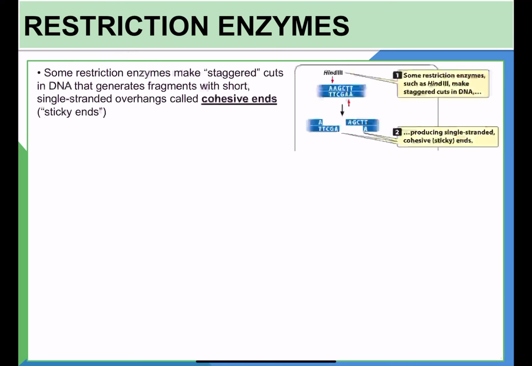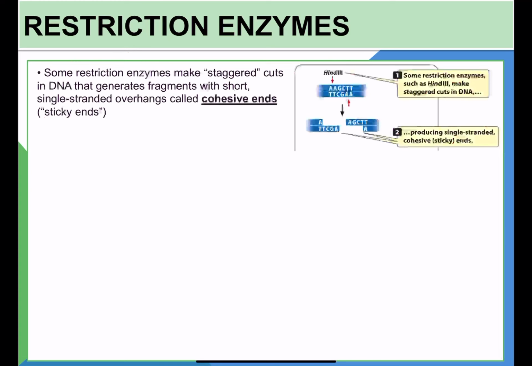All right. So now that I mentioned scissors and glue, and we just talked about the scissors part, which is restriction enzymes, well, what about the glue part? How can we glue DNA pieces back together after we have isolated them or put them in another sequence?